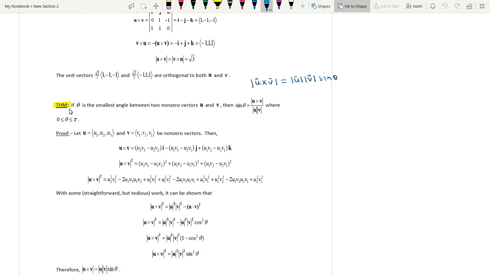This theorem says that if theta is the smallest angle between two non-zero vectors u and v, then sin theta is the modulus of u cross v over the modulus of u times the modulus of v. From our definition, we learned this one, and if you divide both sides by the modulus of u times the modulus of v, then sin theta would be this result.